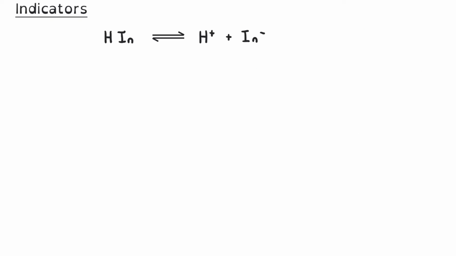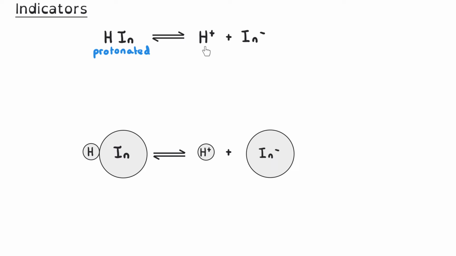Indicators are often weak acids that change colour based on the pH of a solution. This happens because they exist in equilibrium between two forms. First of all, we have the protonated form, which is typically shown as HIN, where H is the proton that the indicator could donate, and the IN is symbolising the rest of the indicator. And on the other side of the equilibrium, we have the proton that has been donated, and we have the IN-, which is representing the deprotonated form of the indicator.